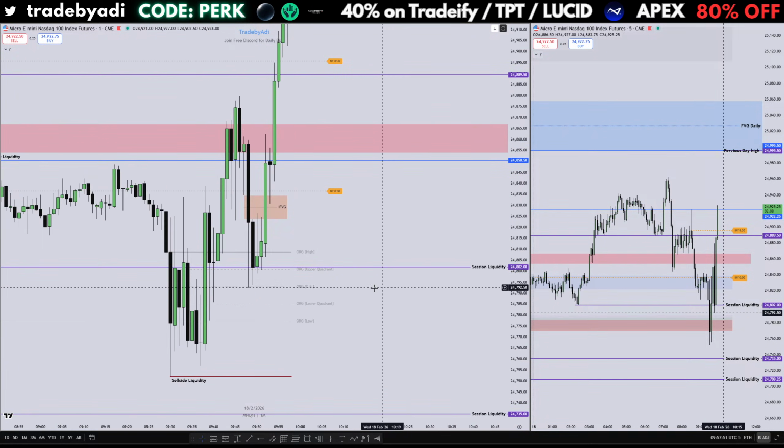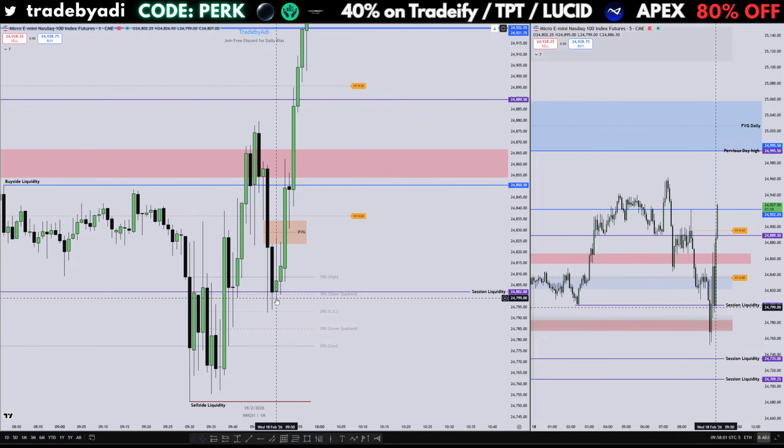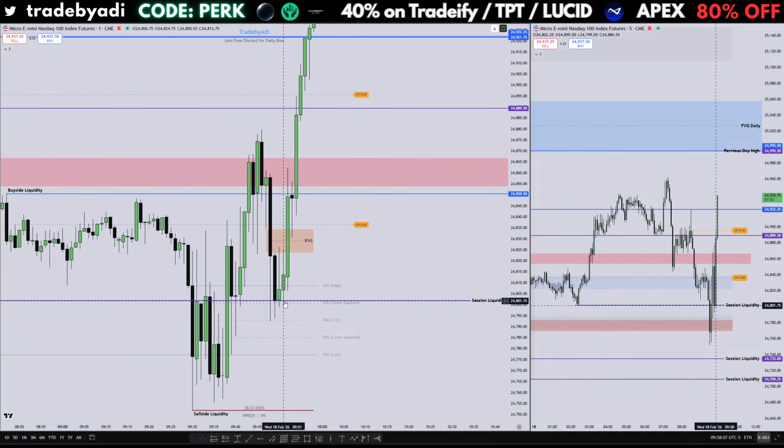What was wrong in this? If you check over here, what I said, we are respecting this upper portion of the opening range gap. This was also telling us we are going to fail this gap, and also we did not close anything below this order block.